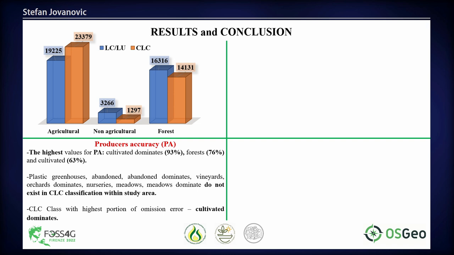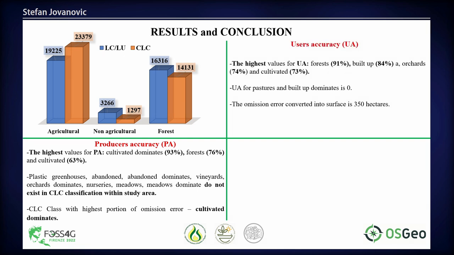The issue that we found that some of the classes, agricultural classes, were not recognized within Corine, which for us is quite a big deal. And the class with biggest portion of omission error was cultivated dominates. Regarding user accuracy, the best one was forest, built up and orchard, and regarding omission error for classes pastures and built up converted in the surface is around 350 hectares.